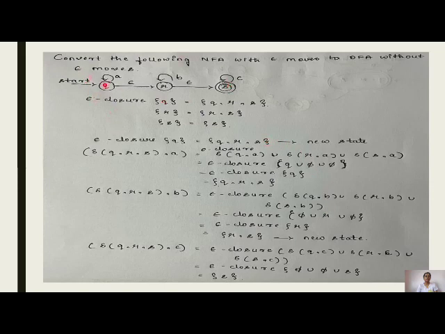So for Q, the epsilon closure is that state itself. Then with the input string epsilon, it is going to R. Then it is going to S. So epsilon closure of Q is Q, R, S. Then epsilon closure of R is that state itself, R. Then with the input string epsilon, it is going to S. So R and S. For S, there is no outgoing string with the input string epsilon.